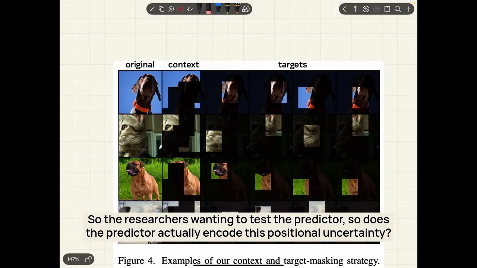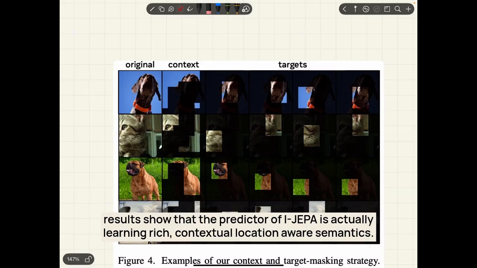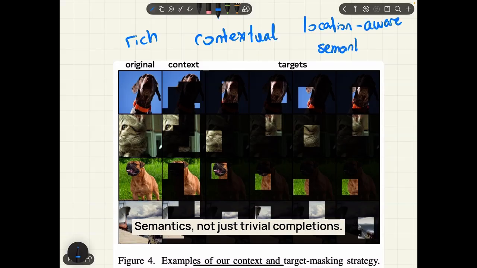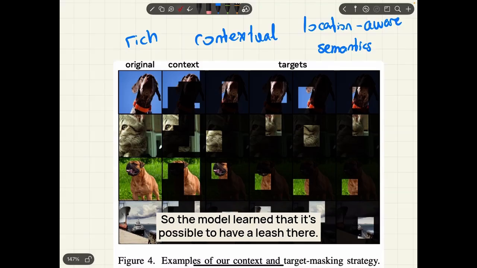Does the predictor actually encode this positional uncertainty? Is it producing predictions that depend on the location of the masks and the context, or is it just collapsing to oversimplified guesses? And the results show that the predictor of I-JEPA is actually learning rich, contextual, location-aware semantics. Not just trivial completions. If I have the context and I'm trying to fill this gap, you're going to have something that looks reasonable, like the snout of a dog. Or if it's here, you're going to have a snout plus the leash that goes around the neck of the dog. So the model learned that it's possible to have a leash there.